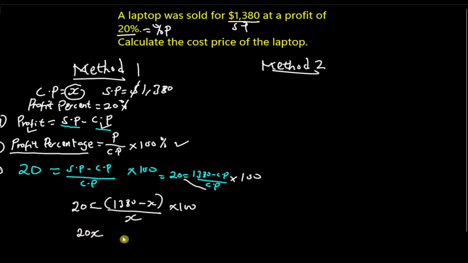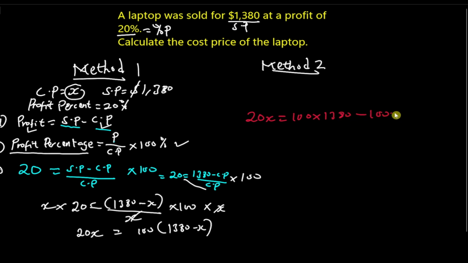So 20x, and here we multiply both sides by x. This x cancels out, so we have 100 multiplied by 1,380 minus x. Now we have 20x equal to 100 times 1,380 minus 100x. We've multiplied the 100 by the terms in the bracket.